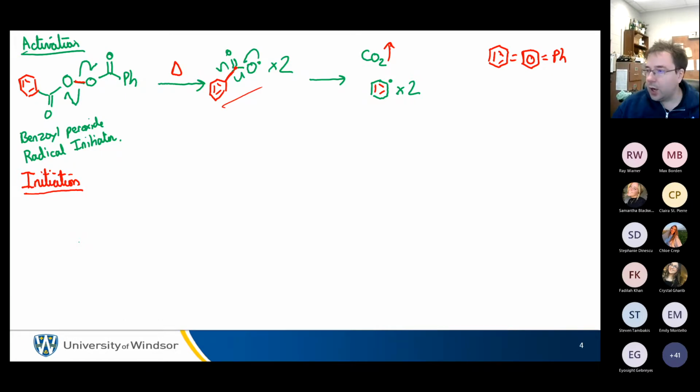Is the middle arrow going to the carbon or the oxygen-carbon bond? It's going to the oxygen-carbon bond. This arrow is going to that bond.